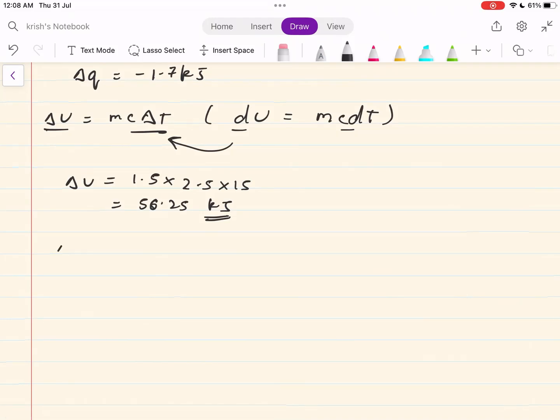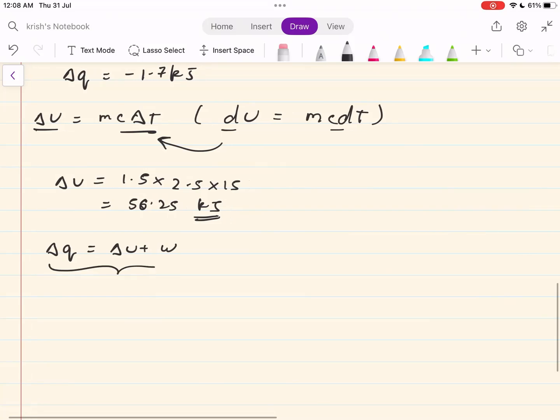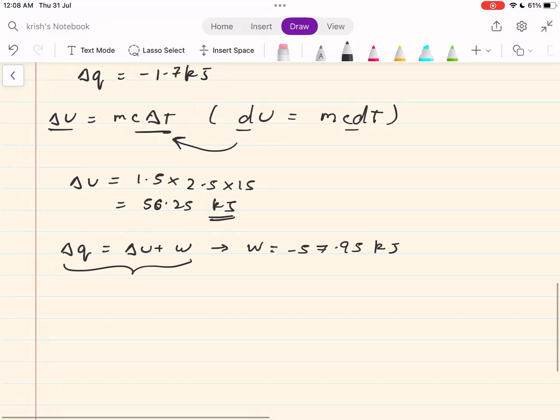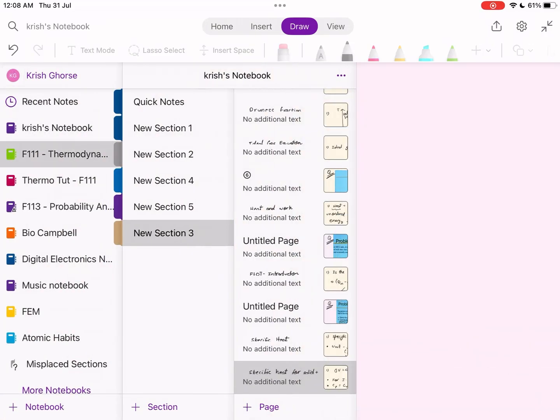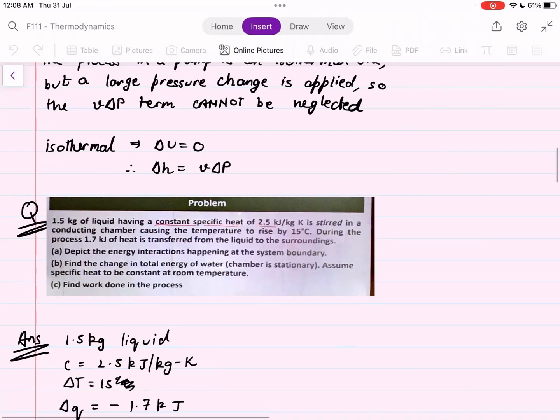Find work done. So we'll use the first law of thermodynamics, delta K equals delta U plus W. And upon solving this, you will get work done to be minus 57.95 kilojoule. Okay, fairly simple question, right? So now let's move on to a more complicated one. Well, not complicated exactly, it's still kind of simple only.